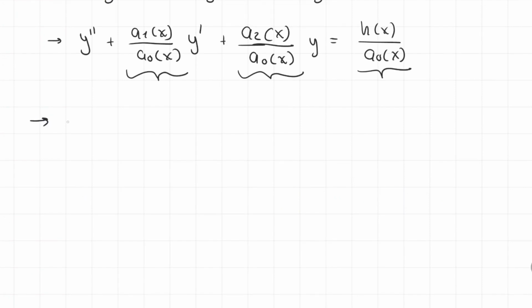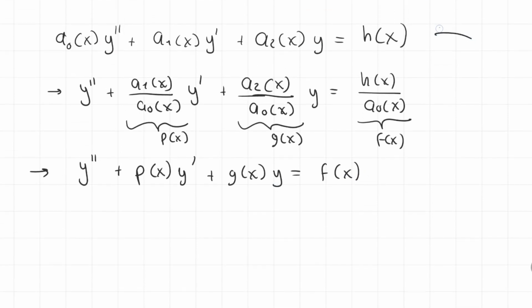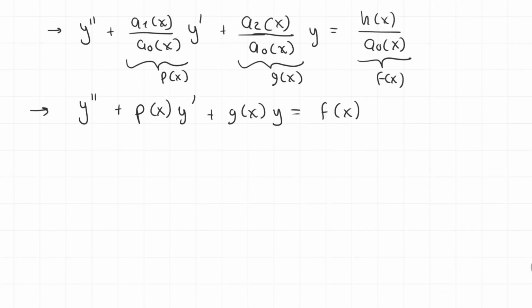And we are going to get the next equation, y double prime plus, let's name this, for example, as p of x, this is going to be g of x, and this is going to be f of x. So we get p of x times y prime plus g of x times y equals f of x. So solving this equation is equivalent to solving the equation that we have here.